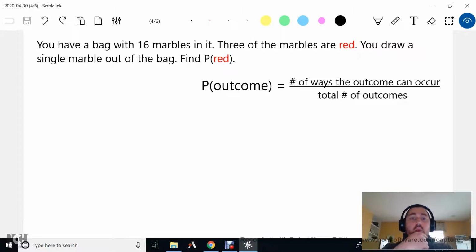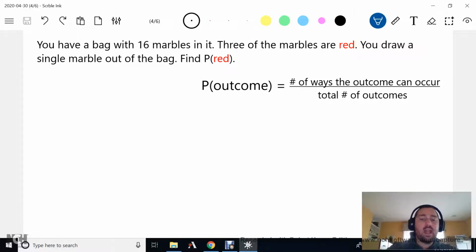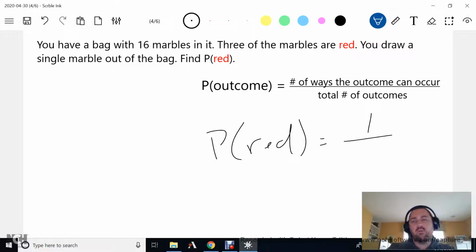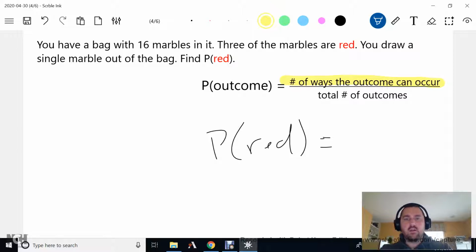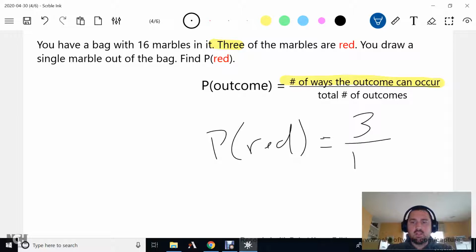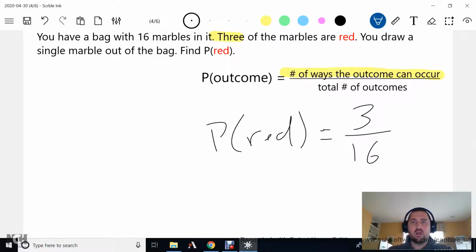So last time we saw this, we were always getting answers that were just like P of red would equal 1 over and then some number. We had 1 over 2, 1 over 6, 1 over 16. This is going to be different because if you notice, the number of ways the outcome can occur is no longer 1. In fact, now the number of ways it can occur is 3. So the probability of red is now not going to be 1 over 16, it's going to be 3 over 16, which is kind of intuitive. You know, there's 3 red marbles, there's 16 total.